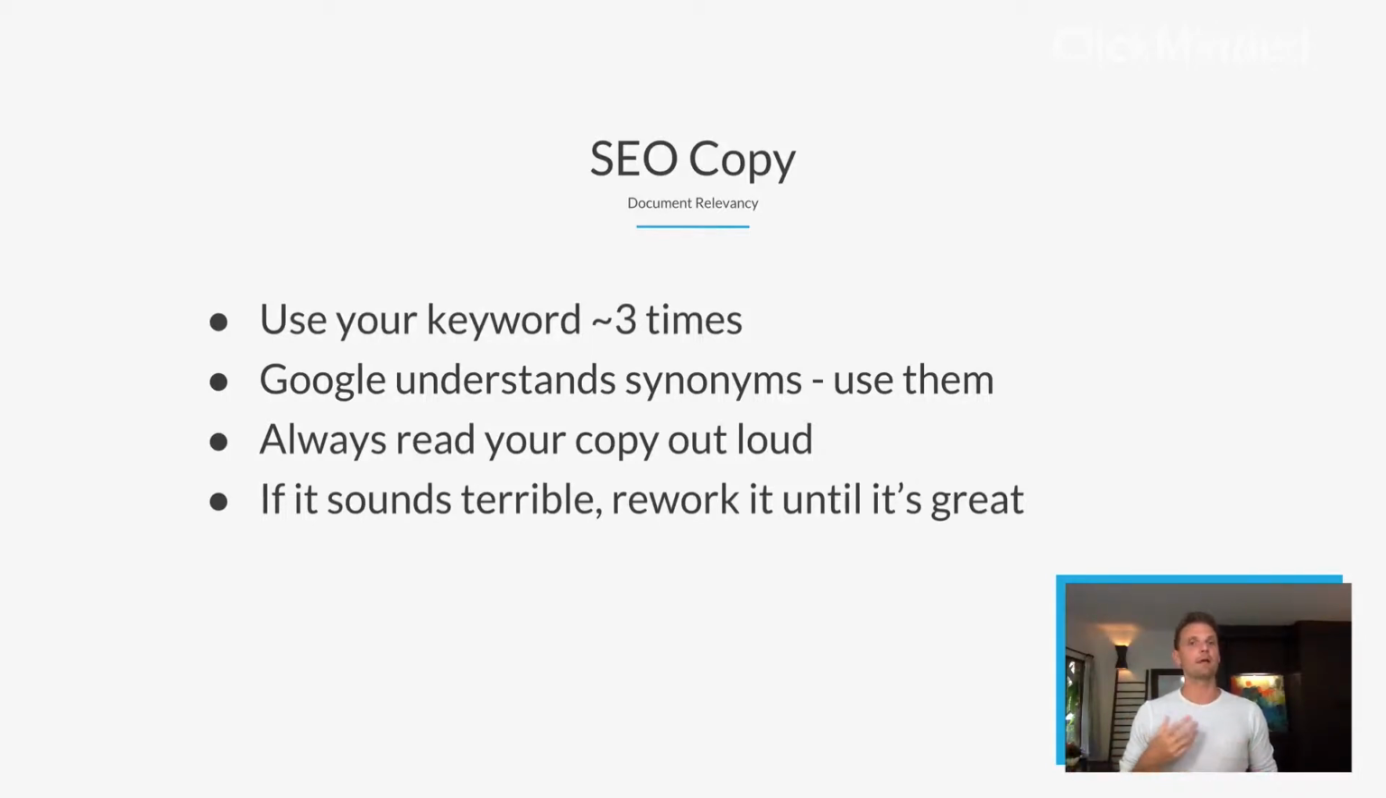What I like to do is actually write my copy first and then go back right before I hit publish and do all my SEO tweaks later, right? So getting my primary keyword in there 2 to 3 times, getting some synonyms in there a couple times, reading it all out loud before I hit publish, and I generally find much better results in doing it that way. If it sounds terrible when you read it out loud, you're doing it wrong. Rework it until it sounds great.